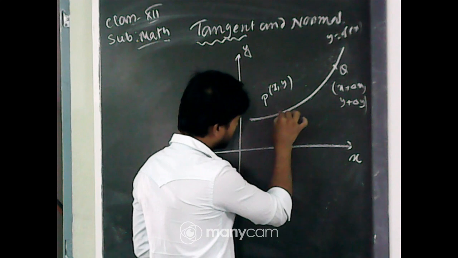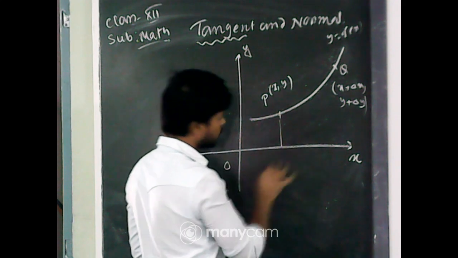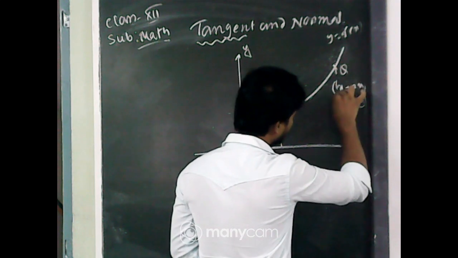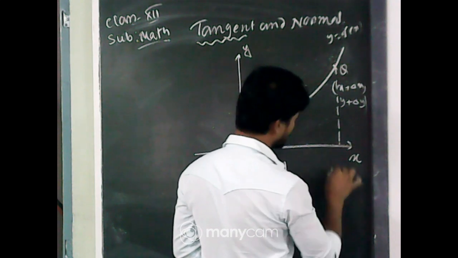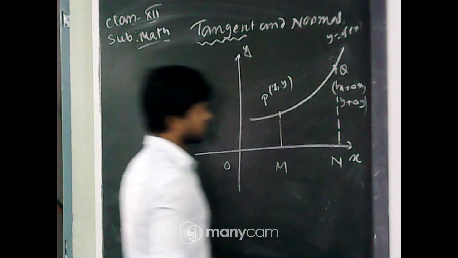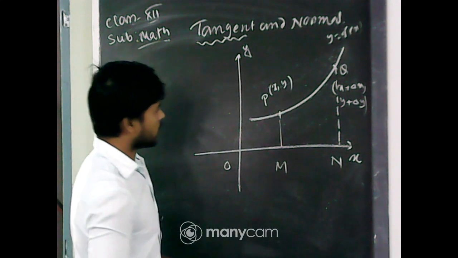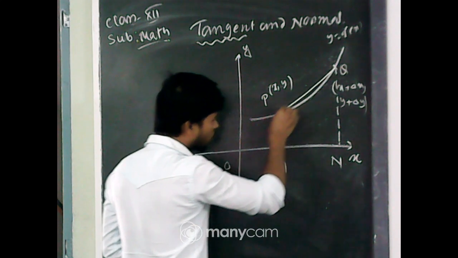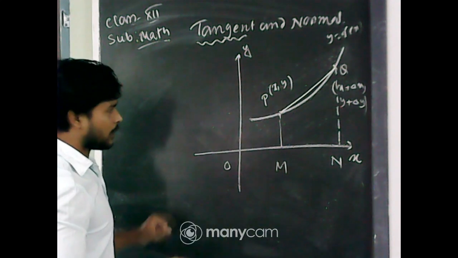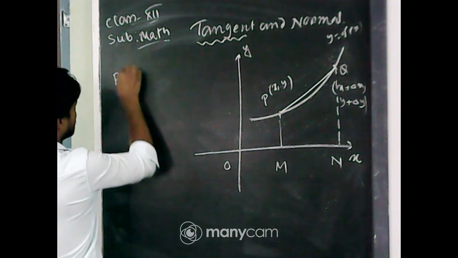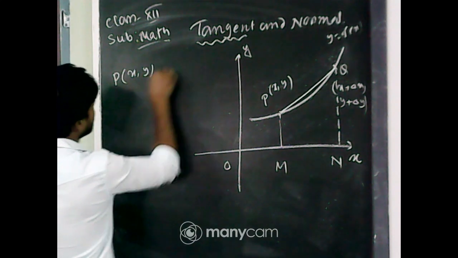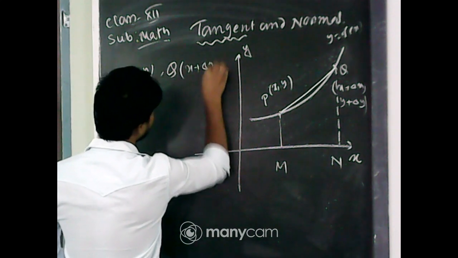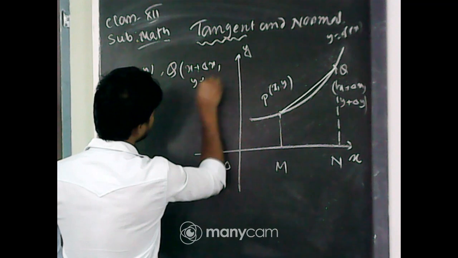Okay. Now draw a perpendicular line from the point P to the x-axis, suppose PM, and from the point Q to the x-axis, suppose QN. If I join the points P and Q, PQ is a chord, where the coordinate of P is x comma y, and the coordinate of Q is x plus delta x comma y plus delta y.